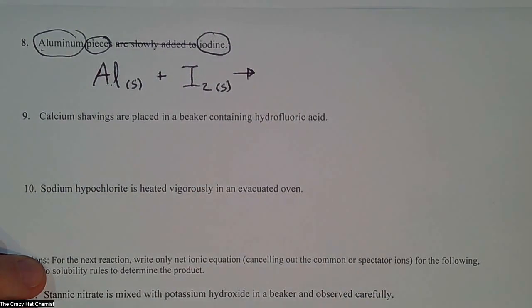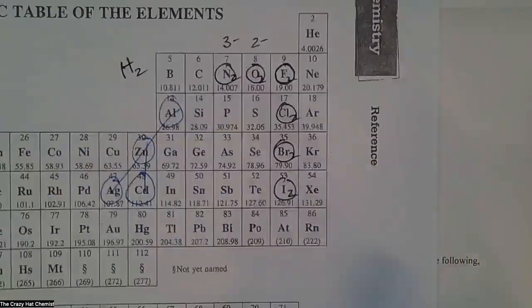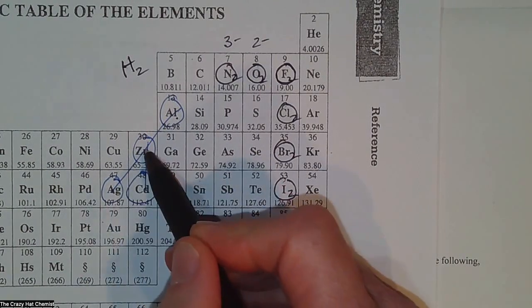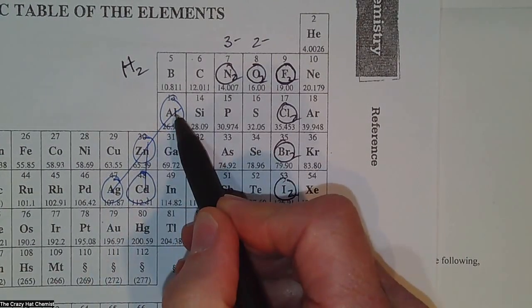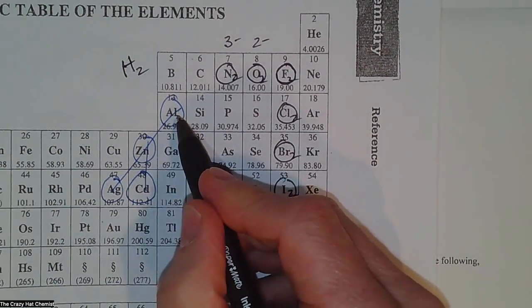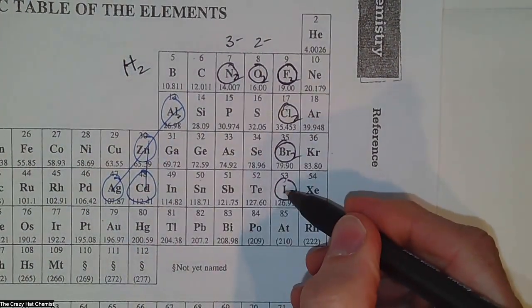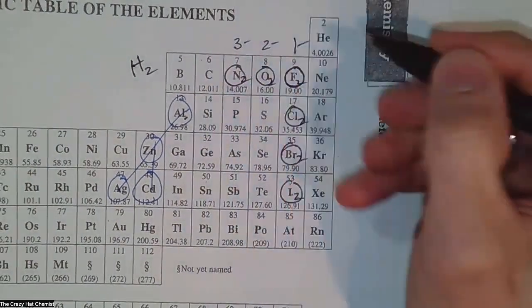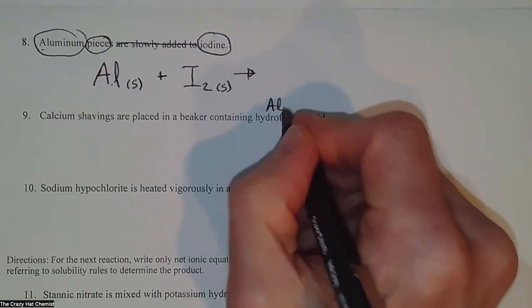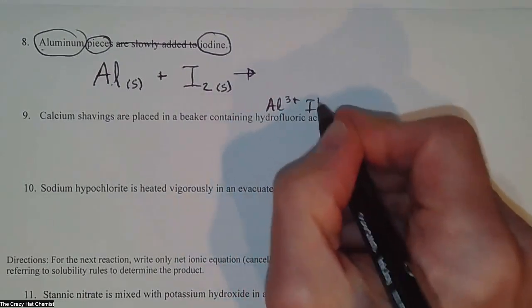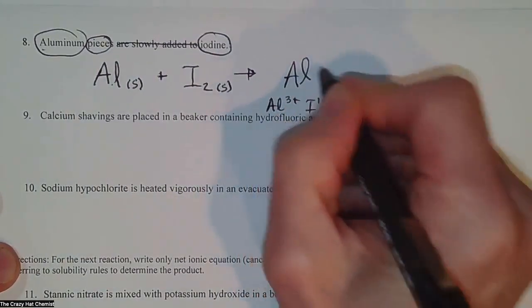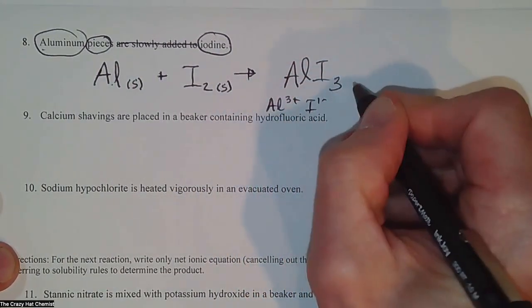So I'm going to look on my periodic table and find out what the periodic trend charge for aluminum is. So again, silver 1+, zinc and cadmium 2+, aluminum 3+. And so that's why I'm going to get the 3+ for the aluminum. And the iodine is a 1- in this column right here with all the halogens. Okay, so the aluminum is a 3+, the iodine is a 1-. So I'm going to get the formula on the product side of AlI3.